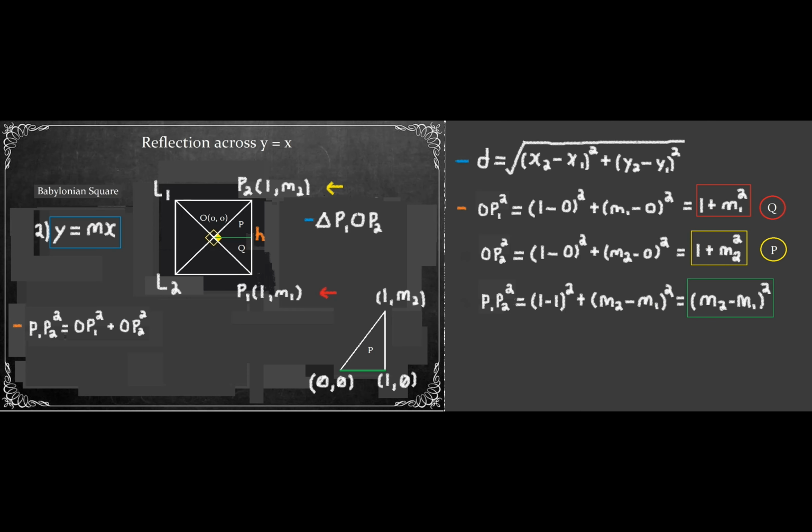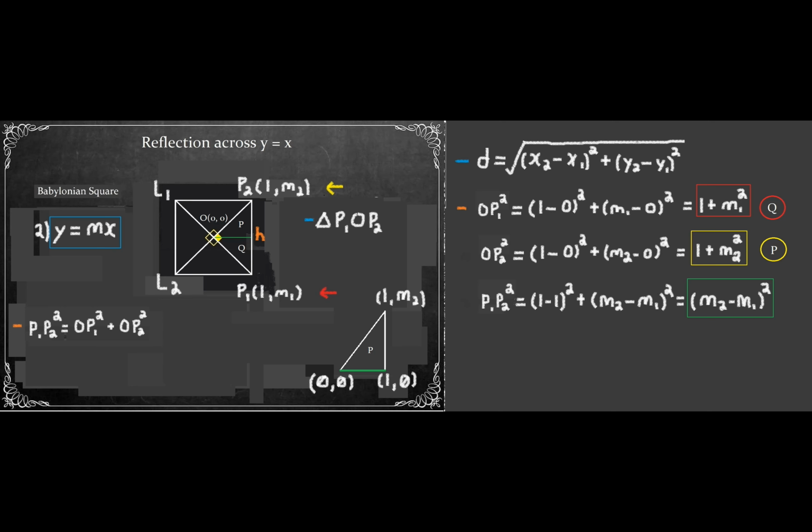Next, second blackboard, let's substitute values. First, we square root both sides of the distance formula. For triangle P, yellow circle, x2 is 1, x1 is 0, y2 is m2, y1 is 0, which returns, on the right side, the square root of (1 minus 0) squared plus (m2 minus 0) squared, which just equals the square root of 1 plus m2 squared, yellow box. Just do the same logic to find the right side of line segment OP1, red box.